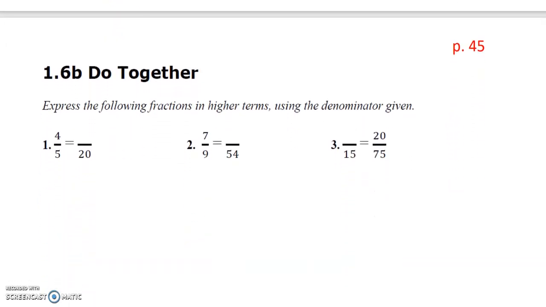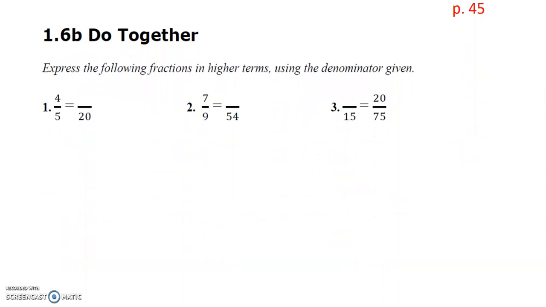So we're going to be expressing these fractions, equivalent fractions in higher terms, using the denominators to guide us. So 5 up to 20 means we're multiplying by 4. So we're going to do the same here on our numerator. 4 times 4 is 16. For number 2, we're multiplying 9 to get to 54. We're multiplying by 6. And we're going to do the same in our numerator. So we're going to end up with 42.